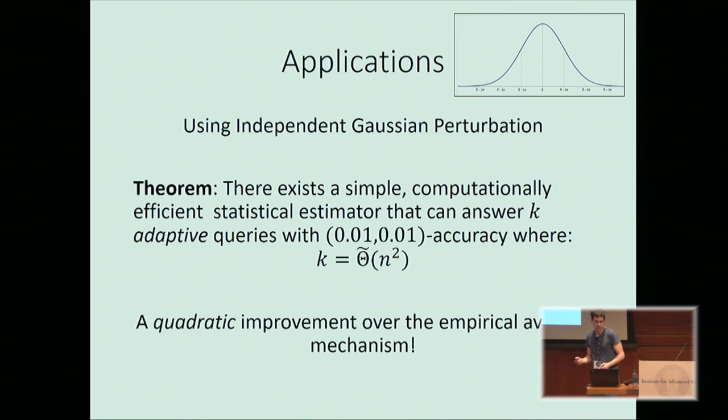Okay? So note that the simple empirical average mechanism, which was exactly the same as this mechanism except it didn't add the noise, was only able to answer linearly many queries. So immediately you get an improvement in statistical power, a quadratic improvement, simply by adding these small Gaussian perturbations. Okay. We can go beyond that.